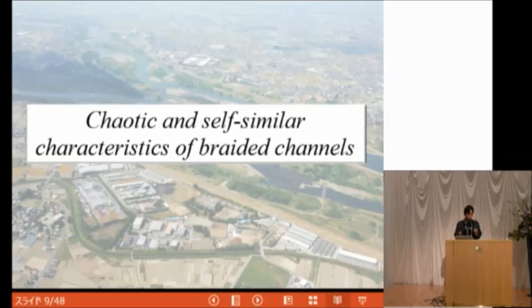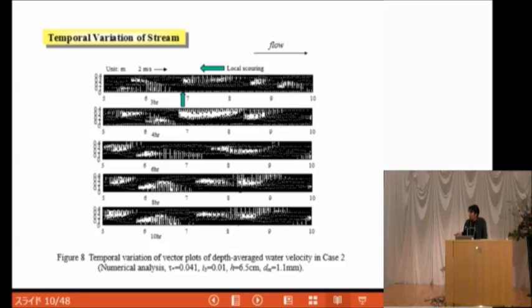So let me introduce the chaotic and self-similar characteristics of the braided channel calculated by the numerical analysis first. This figure shows the temporal change of the horizontal distribution of depth-integrated water velocity. Each of them is a velocity vector, but it is too small. So please note the white area indicates the dry bed area, island, and the black area indicates the channel. This is a horizontal view.